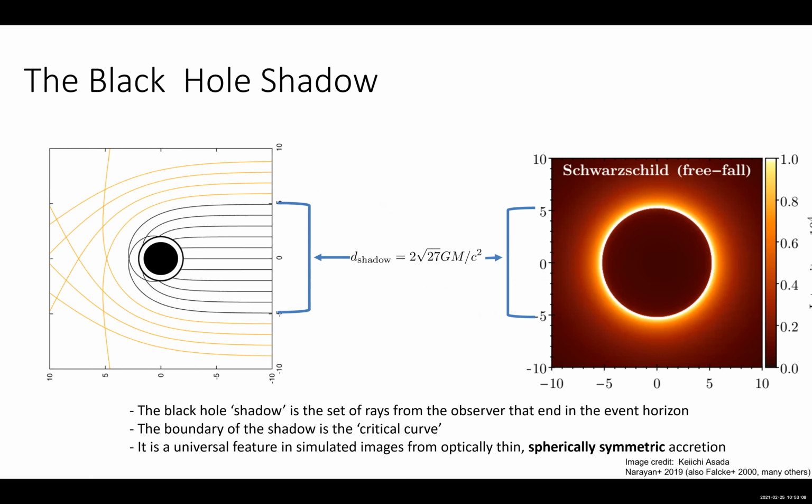So first, just to recap some of the features of the near horizon emission that we've discussed in this conference so far. First is the black hole shadow that we all know and love. The black hole shadow is a set of rays that, from the observer plane, end up in the event horizon. The boundary of the shadow is the critical curve. This is a universal feature in simulated images, in particular those from optically thin spherically symmetric accretion, for example this image from Ramesh's paper from a couple years ago on the right.